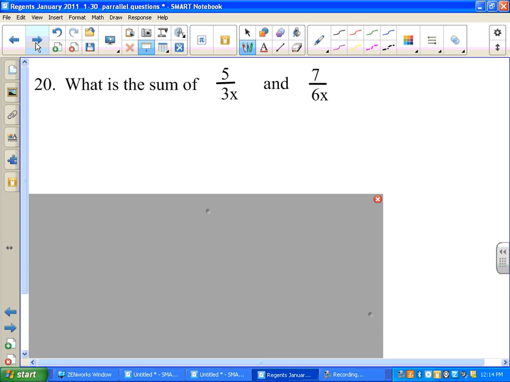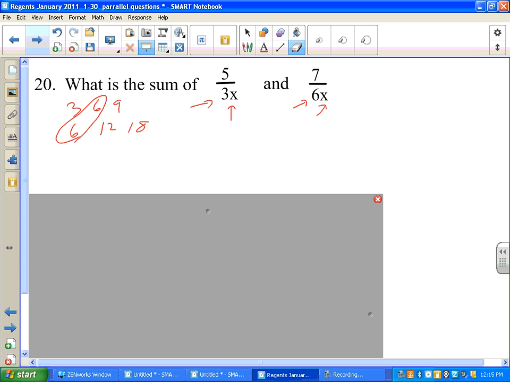Here's number 20. What's the sum of any two fractions? First thing we do is we try to find a common denominator. We notice that they both have x in the denominator, not an x squared, so that makes it a lot easier. So the variables are the same. What's a common denominator between 3 and 6? You can count 3, 6, 9, 12, 18. Common denominator is 6.